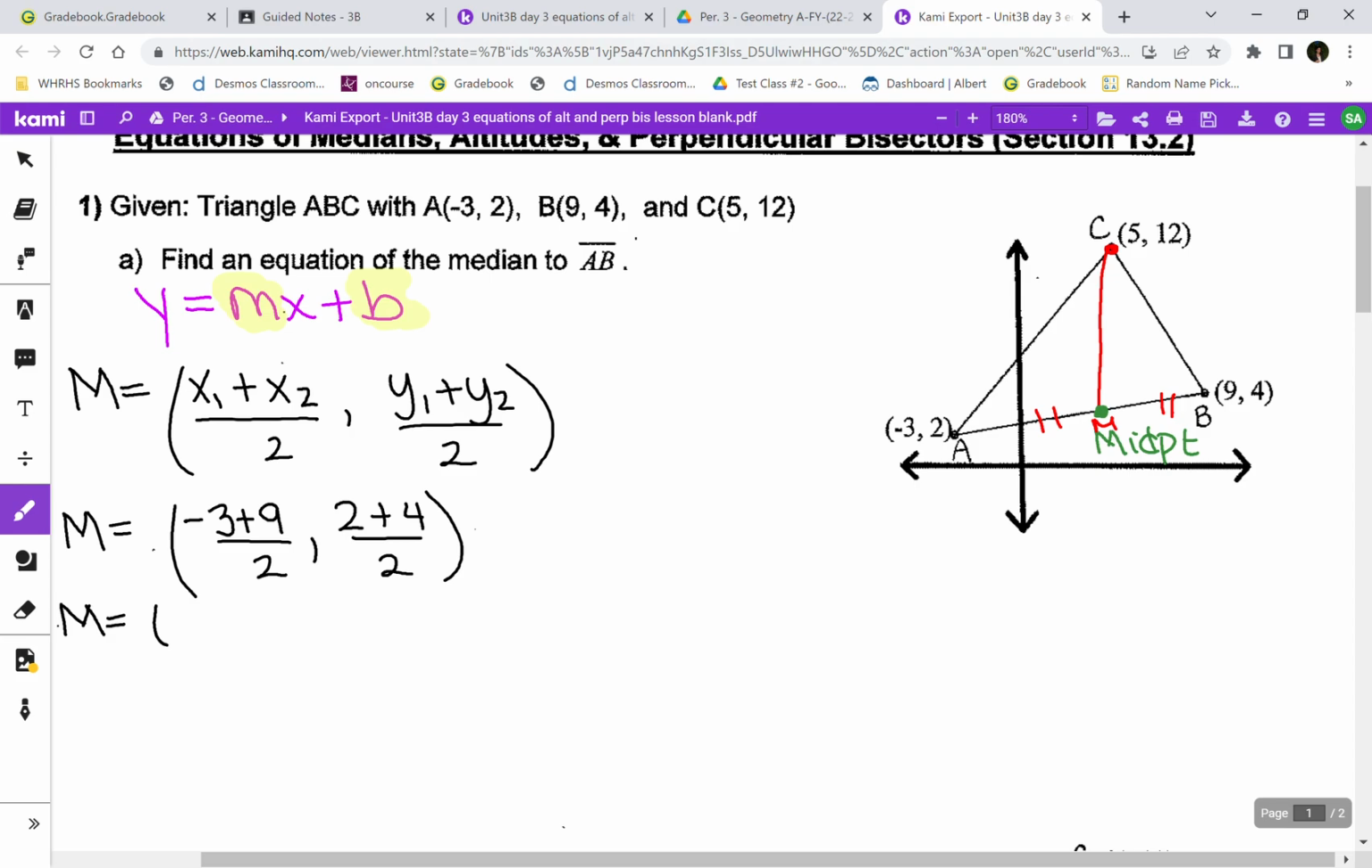3, 3. Close. You said 3, 3. I said close. No, you're right. Sorry. All right, you're right. It is 3, 3. So we know the midpoint has the coordinate 3, 3.